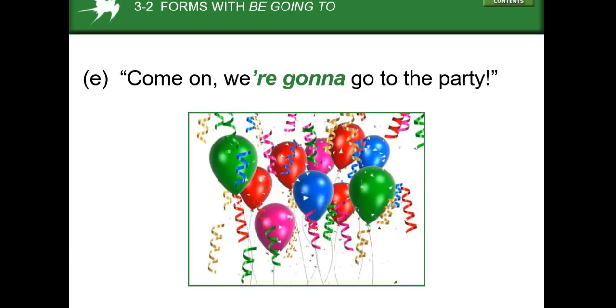Exercise E. Come on, we're gonna go to the party. You see, this is an informal way to say going to, okay? You have to use gonna when you speak in an informal situation. When you write, you have to write correctly. You have to write going to, not gonna, okay? Gonna is informal and is for speaking situations.